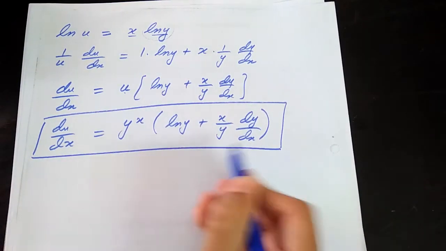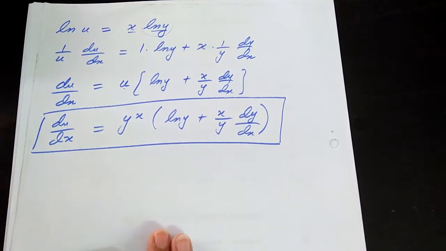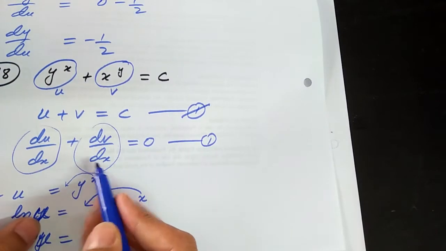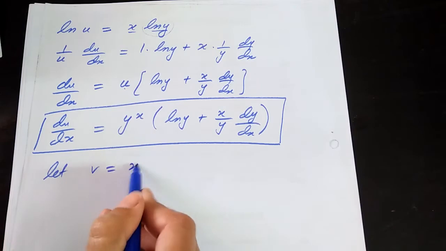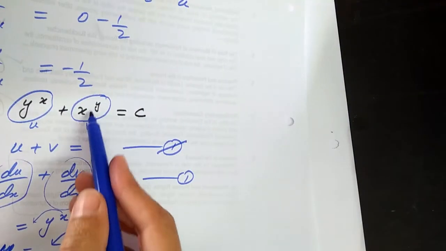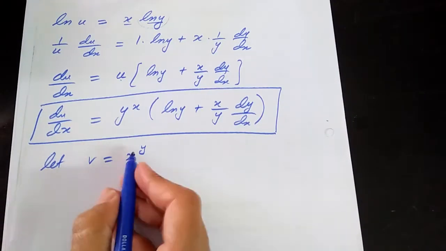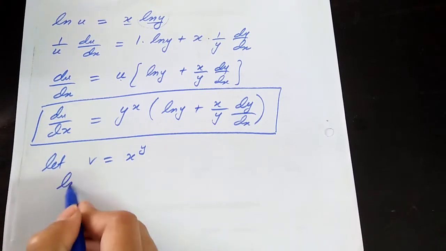We will use this value in equation number 1. Now we need dv by dx, so consider this v function now. Let v is equal to x raised to power y. Now differentiate it. Before differentiating, apply the natural log on both sides.